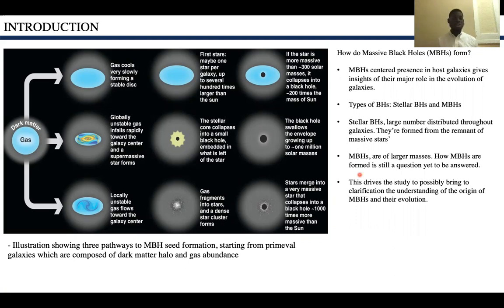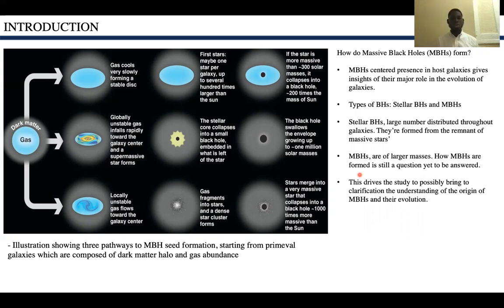The second scenario involves a globally unstable gas. So we have this material in the gas disk rapidly falling to the center, and this merging of particles creates a very large star, which collapses into a black hole. And this forms a black hole which is about 1 million times the mass of the sun.